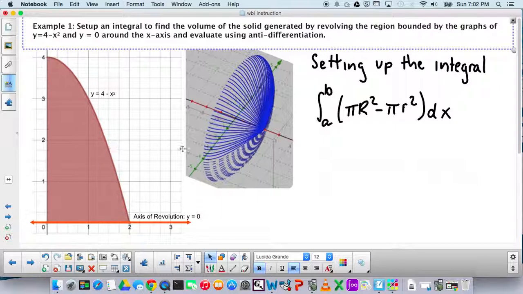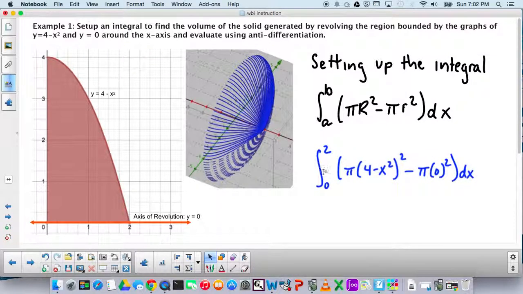So here's the region again. Here's what the shape looked like in 3D. And here's our initial formula, the integral from a to b of pi big R squared minus pi little r squared, times dx, which is the thickness of our cylinders. So we're going to plug in. The lower bound we said was 0. The upper bound we said was 2. Big R we said was 4 minus x squared, and little r we said was 0, which will lead us to this integral right here.